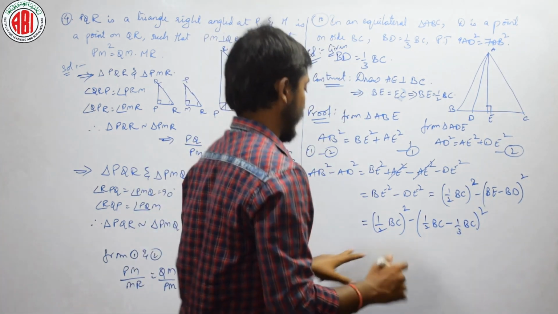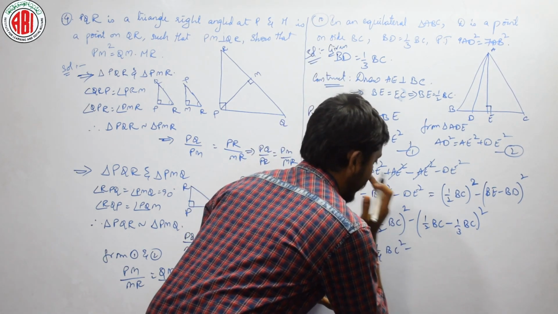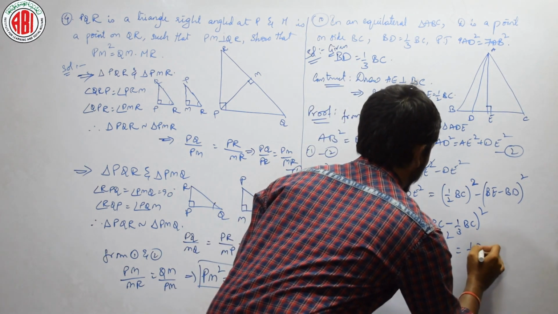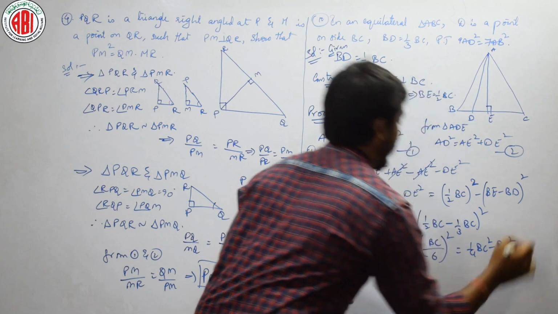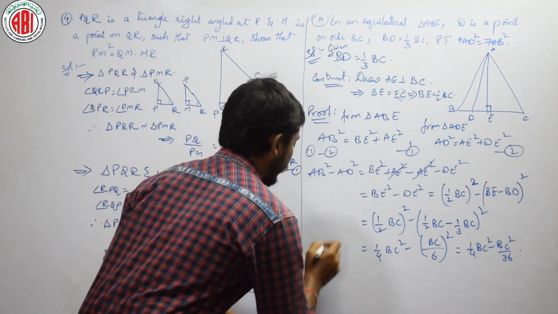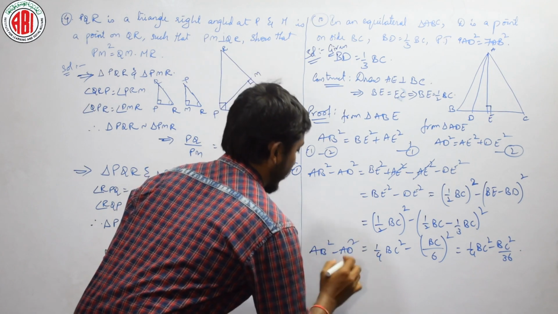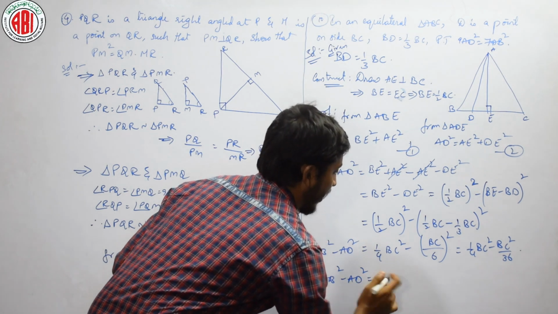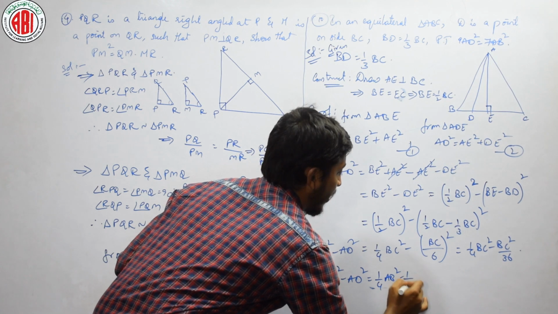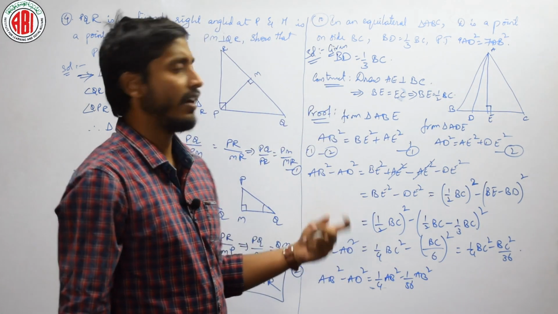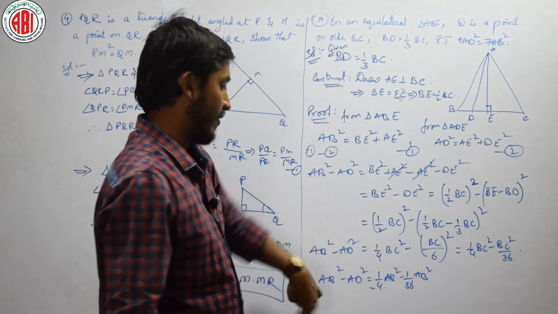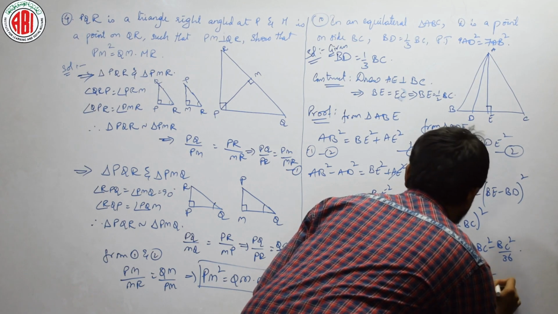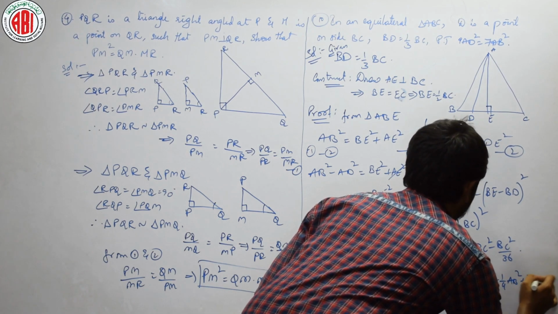Okay. Now, let us simplify this. This will become 1/4 BC square minus, LCM is 6, 3 BC minus 2 BC is 1 BC, whole square, which is 1/4 BC square minus BC square by 36. Is it okay? Let us take everything to the left hand side. Here again, AB square minus AD square is equal to, let us keep it like that only, 1/4 AB square minus 1/36 AB square, right. BC and AB both are the same, right. Now, let us take this AD, that is remaining, let us bring everything to the left hand side, that is AD square is equal to AB square minus 1/4 AB square plus 1/36 AB square.